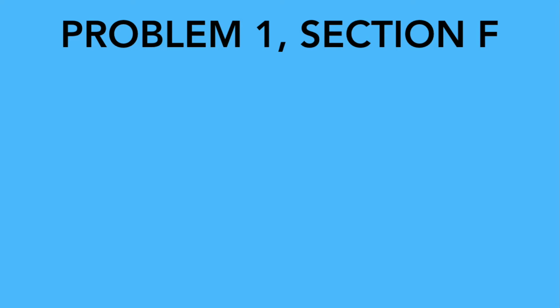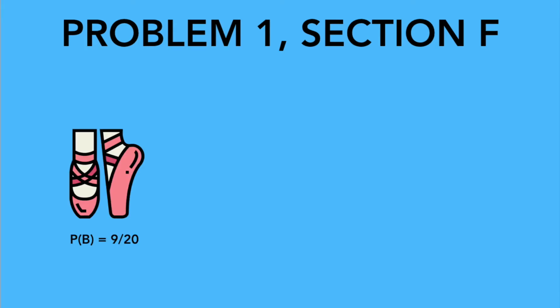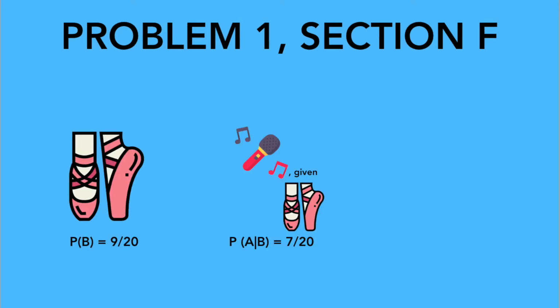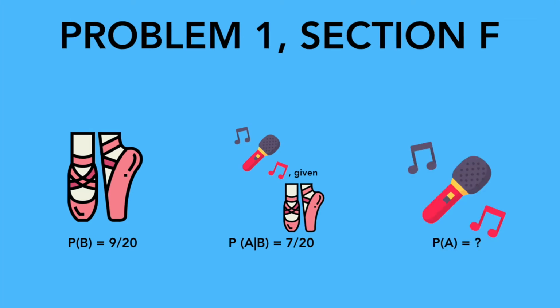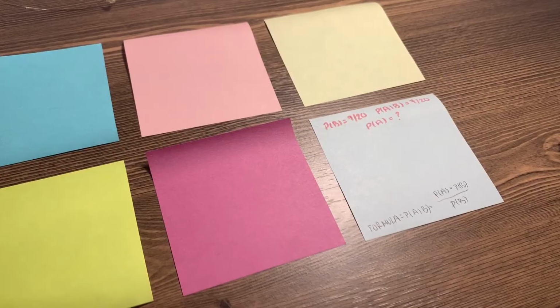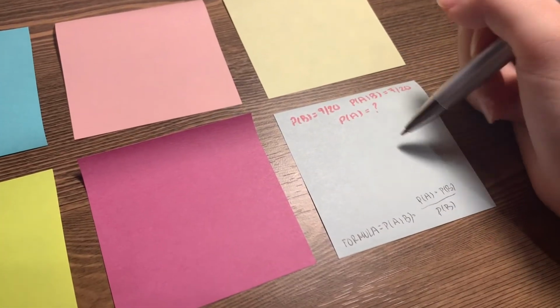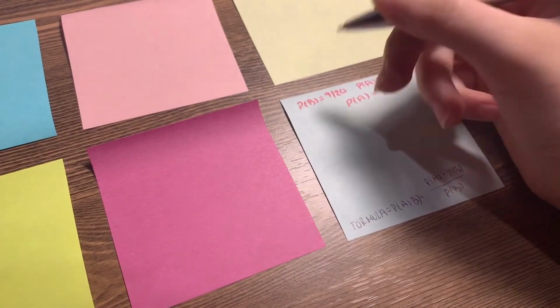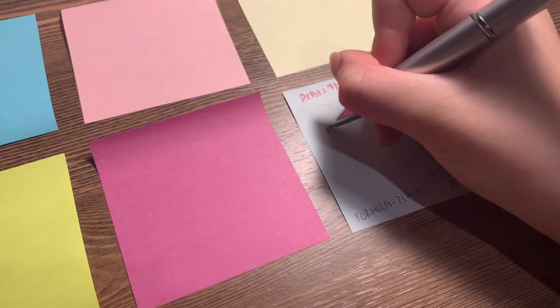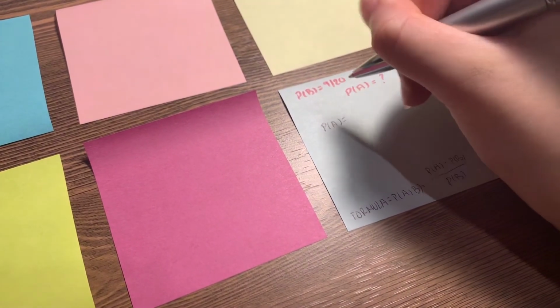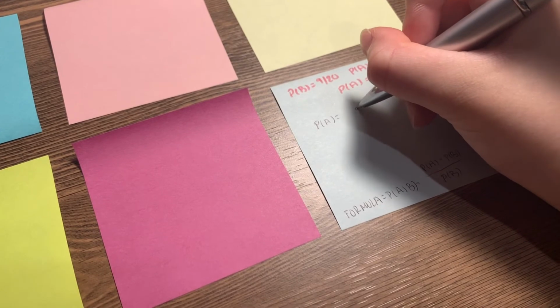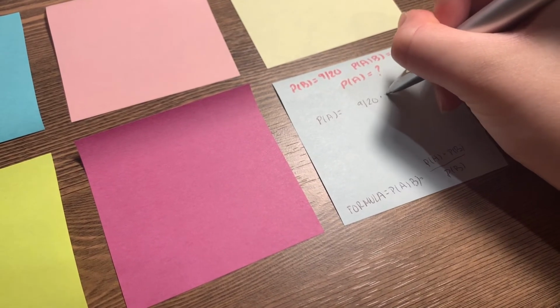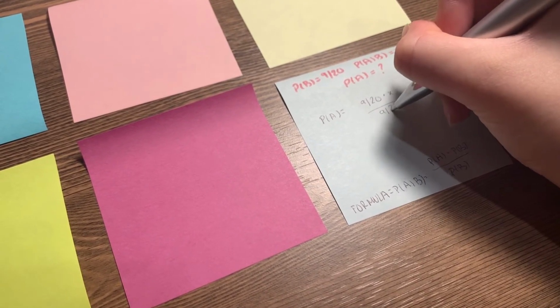For problem 1, section F, we're given the probability of a person dancing and a person singing given he or she dances. Therefore, we must find the probability of a person singing. For section F, we must find the probability of A. We have the probability of B, which is 9 over 20, and the probability of A given B, which is 7 over 20. Knowing this, we use a conditional probability formula and solve for x.